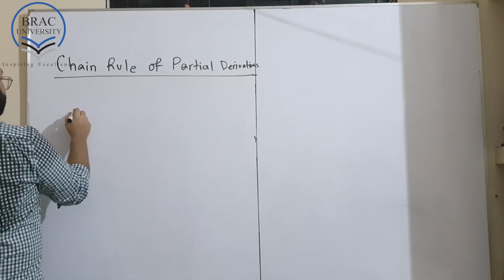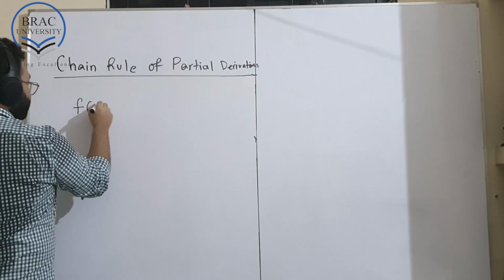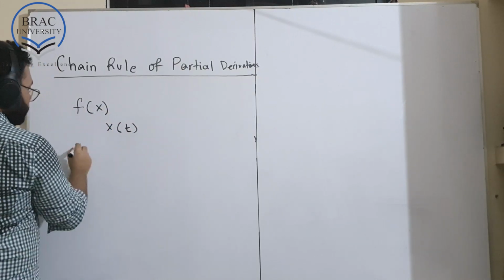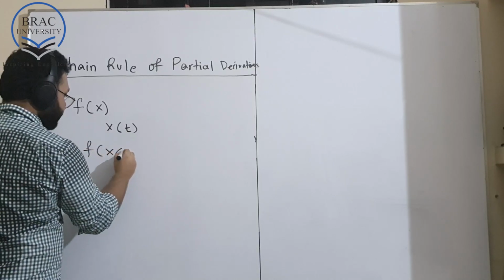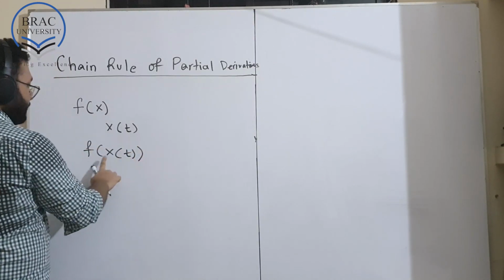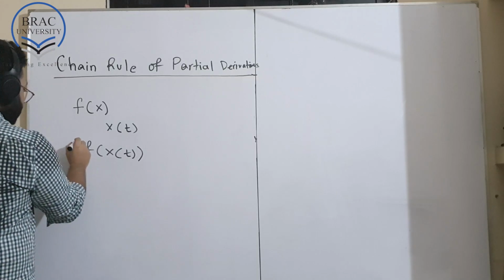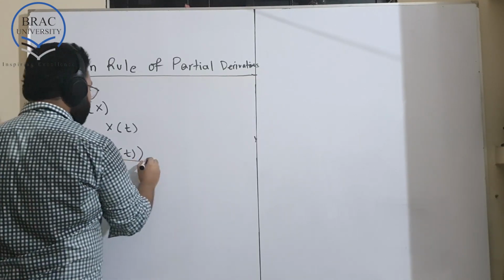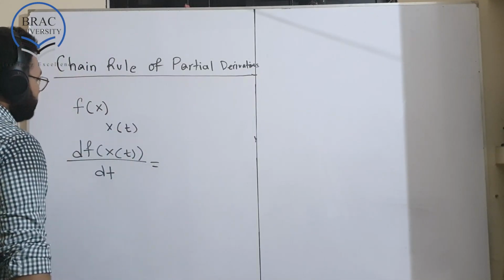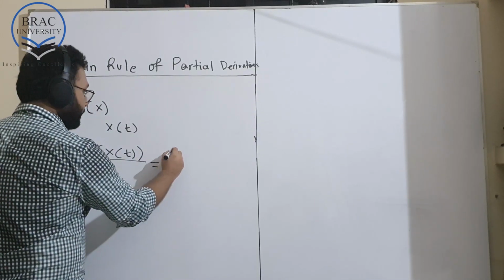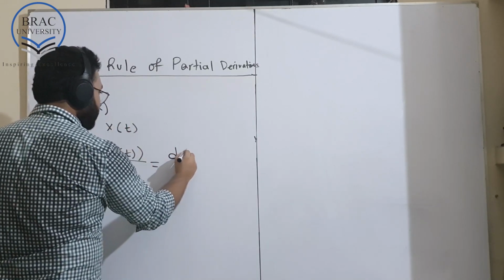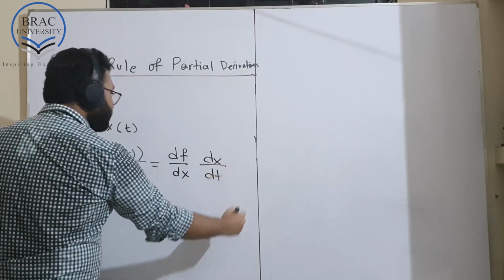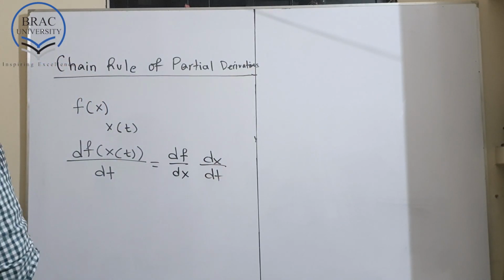So what was that? Say we have a function f of x and this x is a function of t. So our f is a function of x and x is a function of t. This is a composite function. So if we take the derivative of this, it would just be df/dx times dx/dt. This is the single variable case.